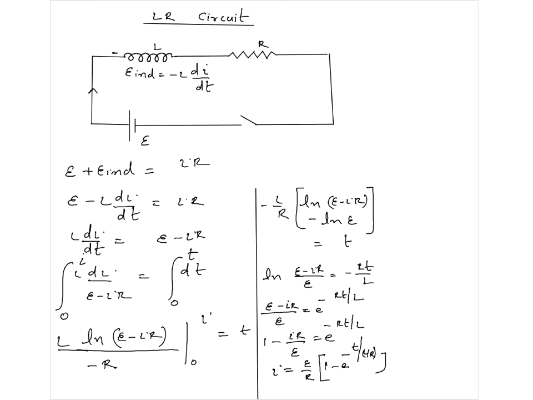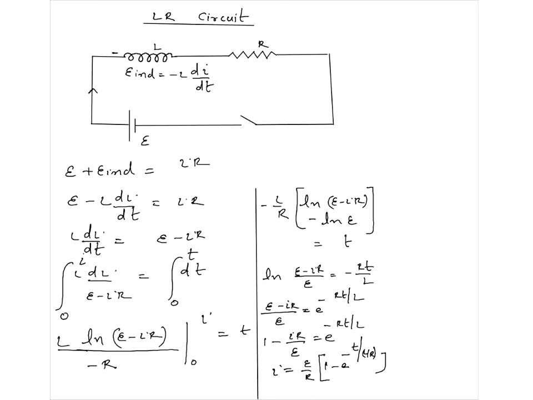But inductor does not like change in current. So if you have a circuit like the one shown on the board, initially battery, resistance, inductor, and some switch, and you press the switch. Inductor was having zero current. Battery would like E by R current immediately. But inductor won't like it.